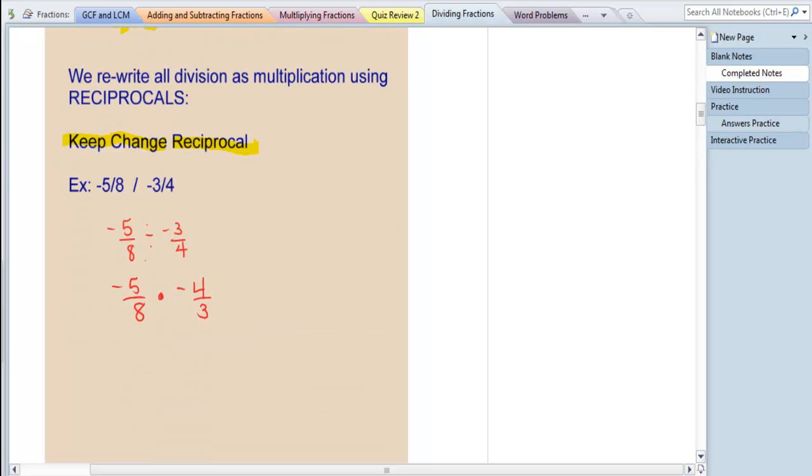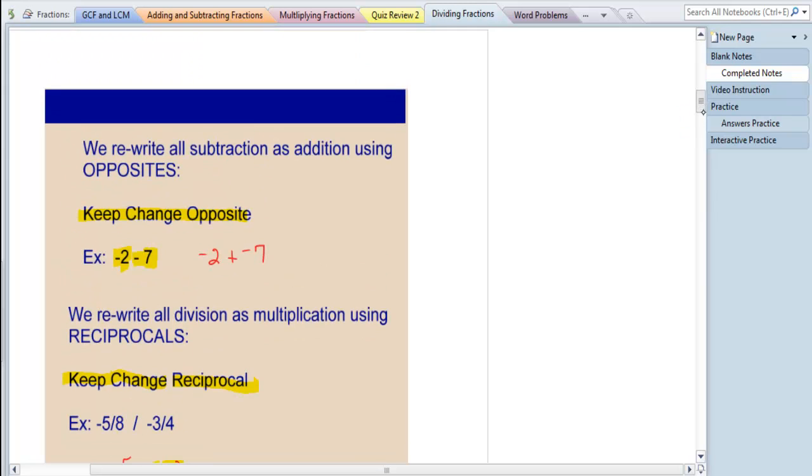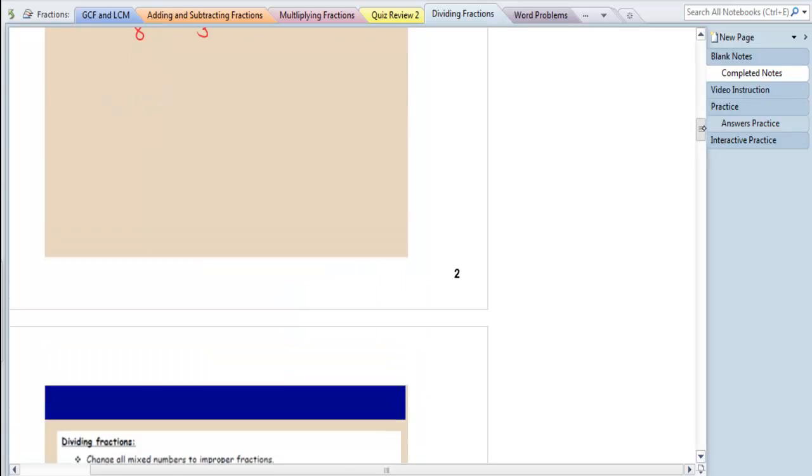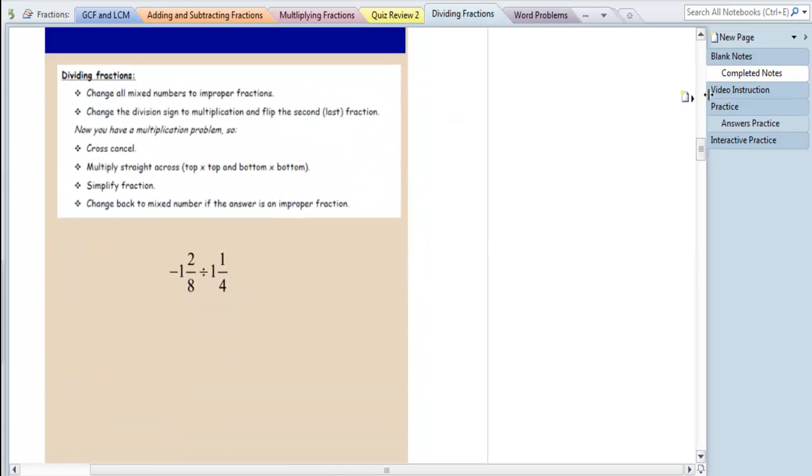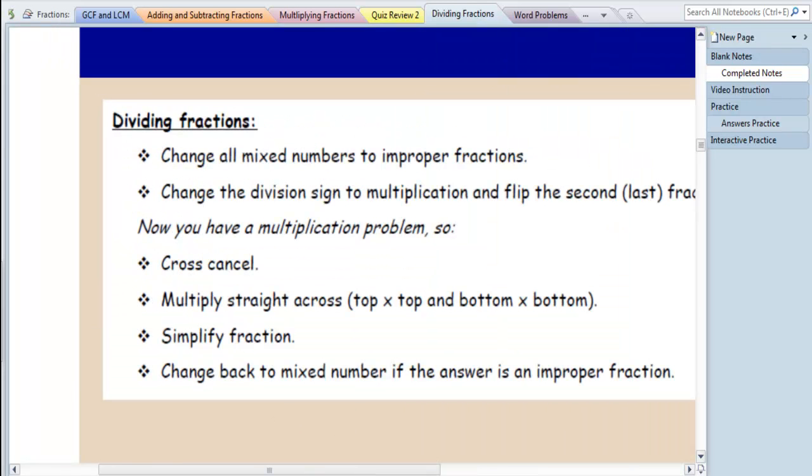So keep, change, reciprocal: keep the first fraction, change division to multiplication, and reciprocate the last fraction. It's always the fraction after the division symbol that gets flipped upside down. Just like it's always the number after the subtraction symbol that gets changed to the opposite sign. Same idea for both. So now let's talk about dividing fractions. With dividing fractions, you always want to change all mixed numbers to improper fractions, just like we did with multiplication, because ultimately that's what we're going to be doing, is multiplying.